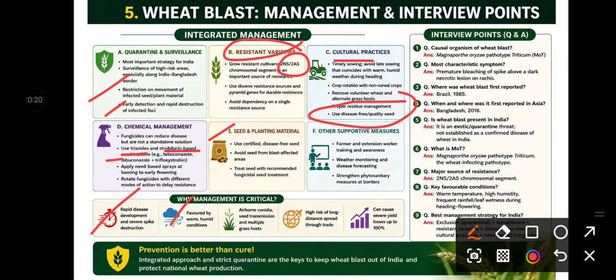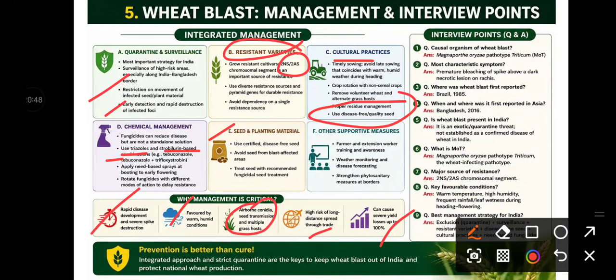Then most important, it is spread by airborne conidia. Then seed transmission and multiple grass hosts are there. So multiple sources of inoculum are there. That's why it is very critical. Then there is high risk of long distance spread through trade and severe yield loss up to 100% when favorable conditions are there. Then some important one-line points, or questions and answers, are just a few things I have discussed.